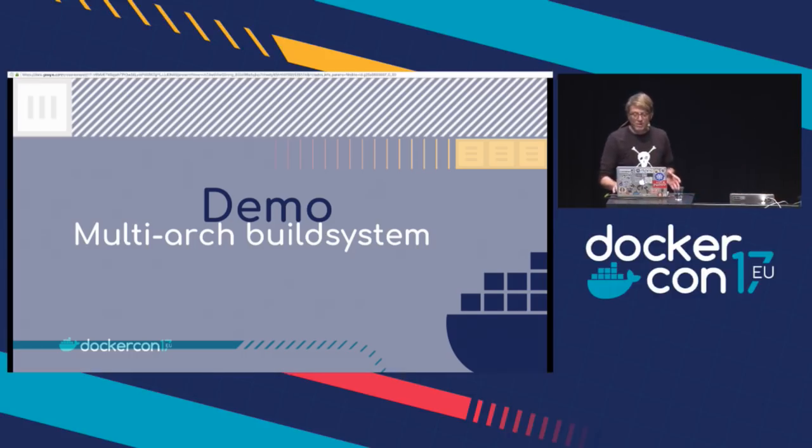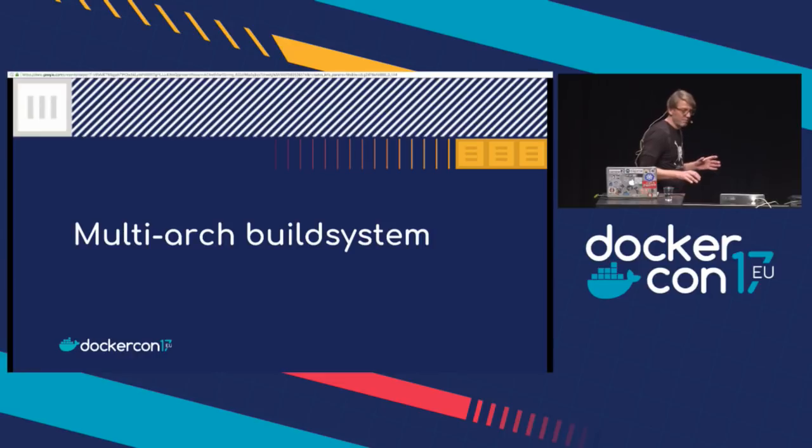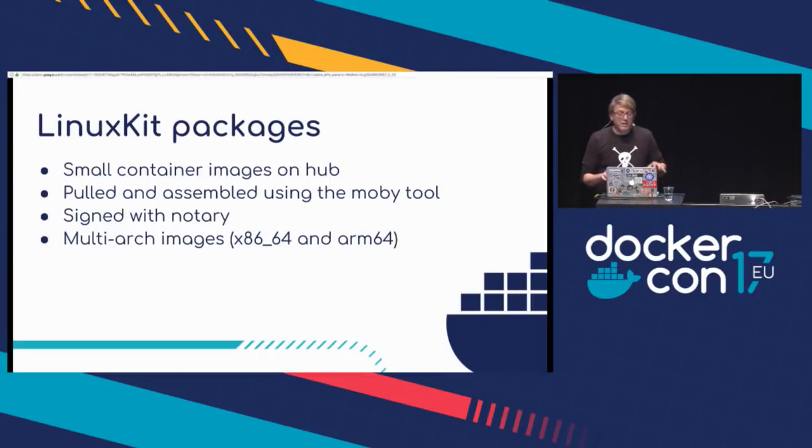Right, how does this all work? So we use the same packages, the same base file, to build images for both x86 and ARM64. LinuxKit packages are basically small container images which we store on Hub. They're pulled and assembled using the Moby tool, as you saw. They are signed with Notary, but the key thing is that these images are multi-arch images.